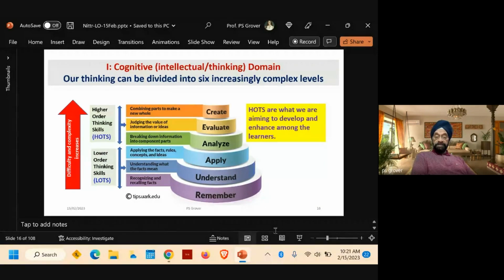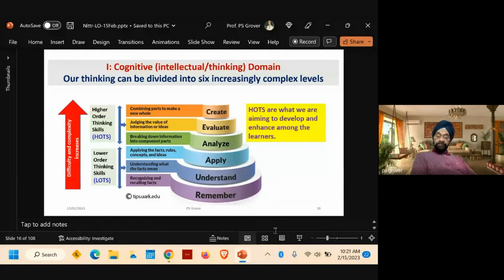If you have done it earlier, as I mentioned, there will be some repetition, but this is necessary for the continuity and proper presentation of the student learning outcomes. Our thinking can go into six increasingly complex levels. That's higher order thinking. Remember the higher order thinking levels: analyze, evaluate, create. Remember, understand, apply are the lower levels, and they refer to the lower order thinking skills. As we go from the lower level to the higher level, things become more and more complex.